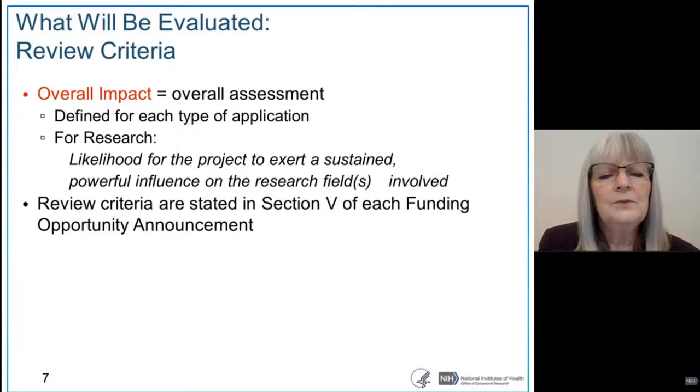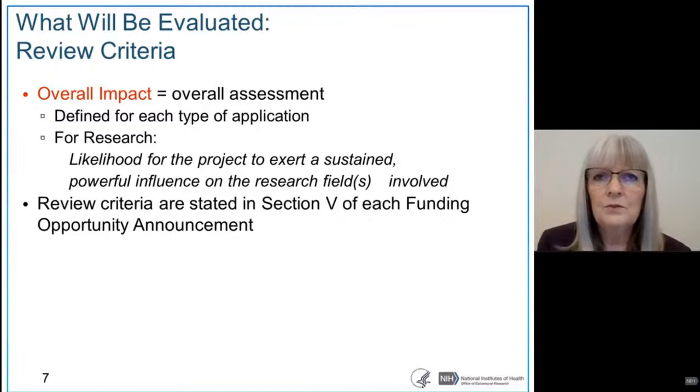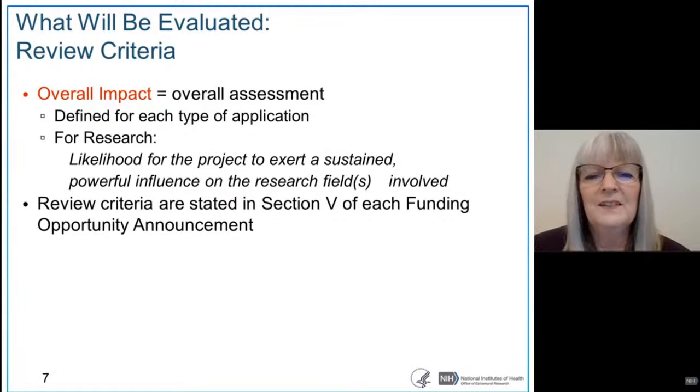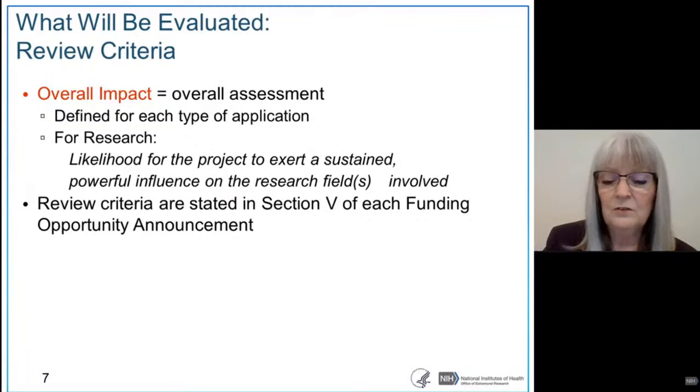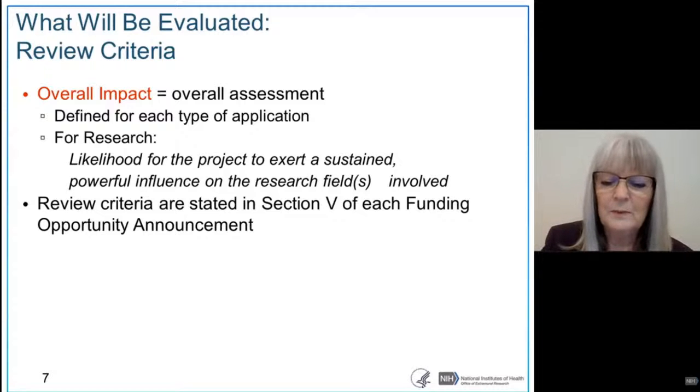In every funding opportunity announcement, the review criteria are stated in Section 5. These cannot change from the time the FOA is issued until the review. We cannot introduce review criteria after the funding opportunity announcement has been issued. So everyone knows how the applications will be evaluated. And moreover, all of the applications submitted to that announcement must be evaluated according to those criteria.